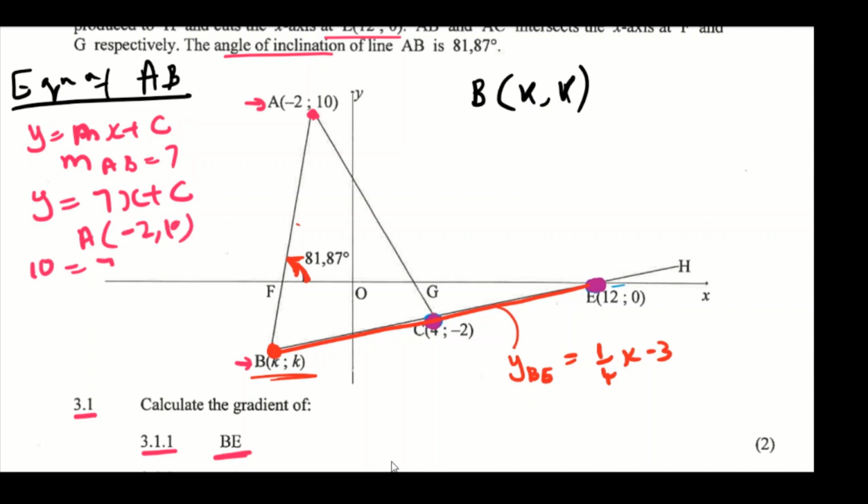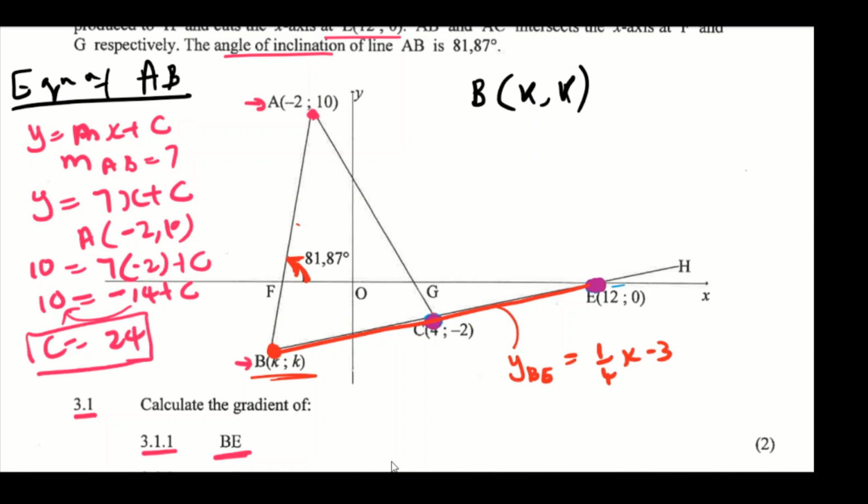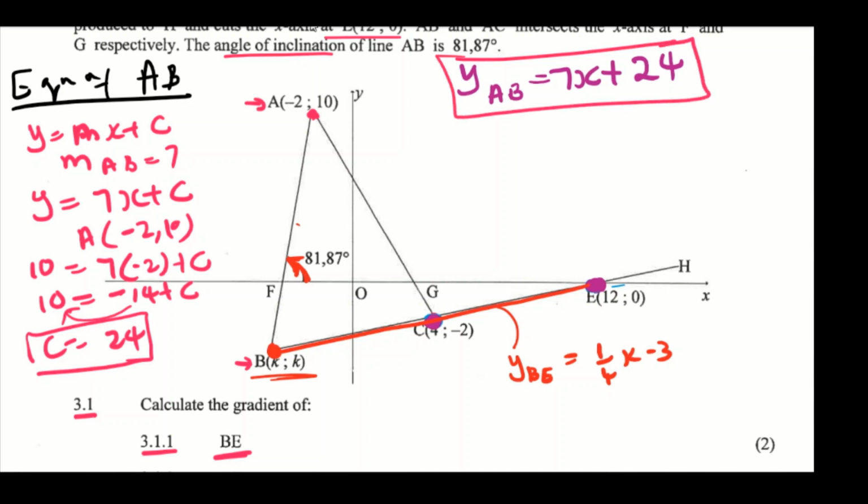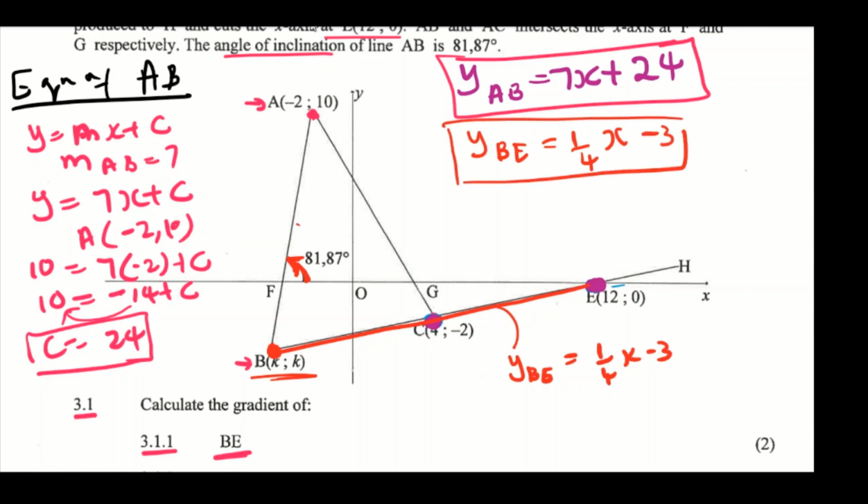So it's going to be 10 is equal to 7 into minus 2 plus c. So 10 is equal to minus 14 plus c. Transpose the minus 14 to the other side, and you have c being equal to 24, right? So this is the y-intercept, and the equation of AB is now y equals 7x plus 24, right? Now this is the equation of AB. The equation of BE is y equals 1 over 4x minus 3, right? So these are the two equations.